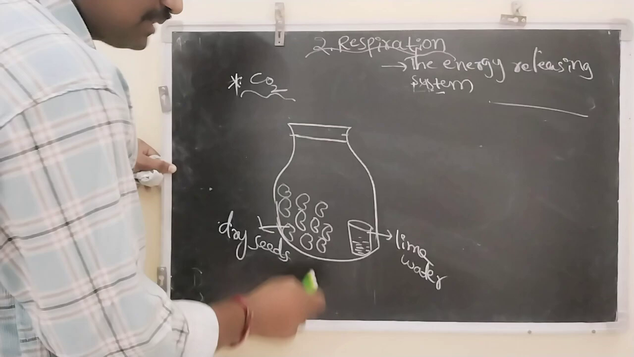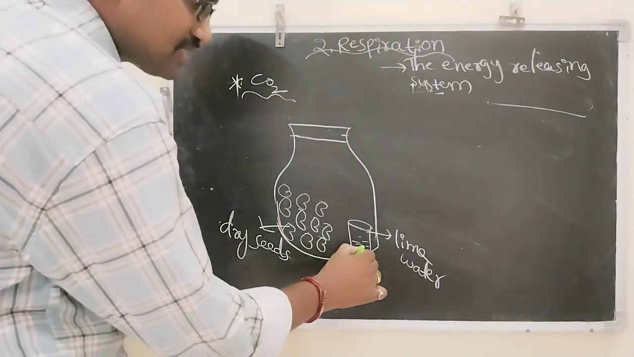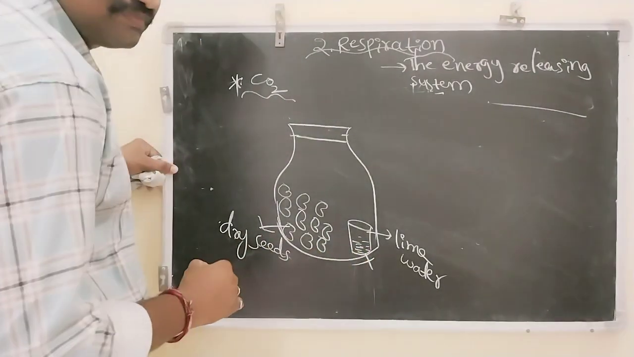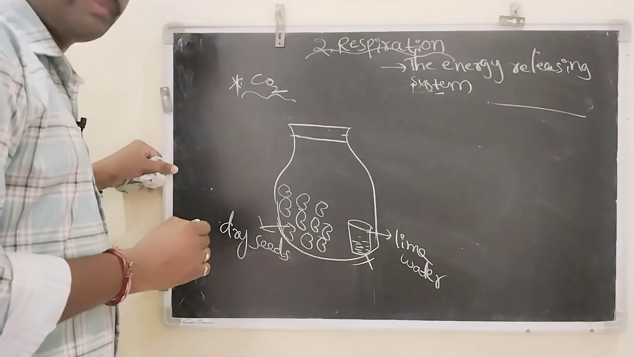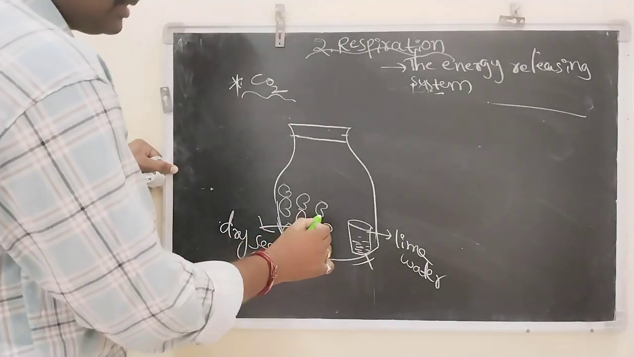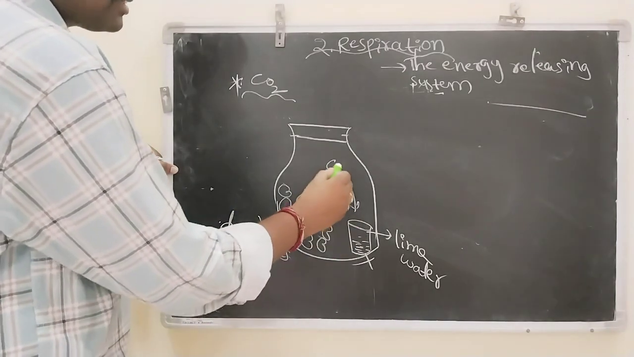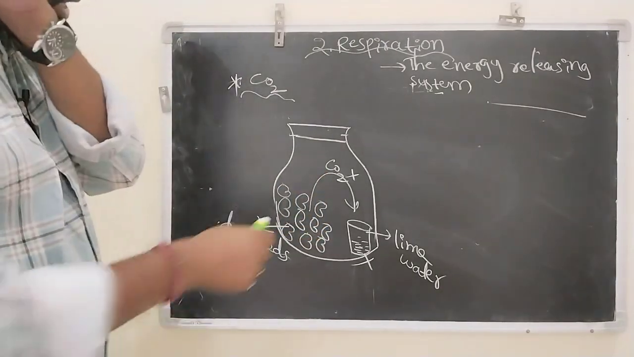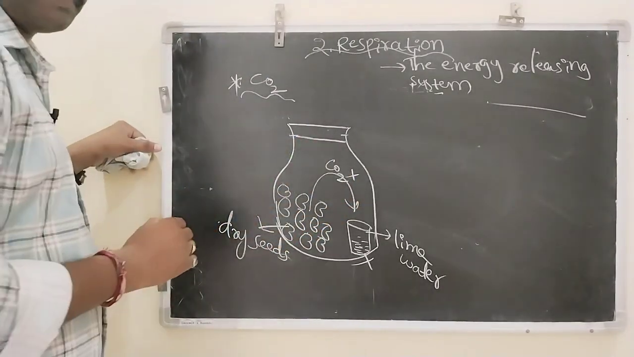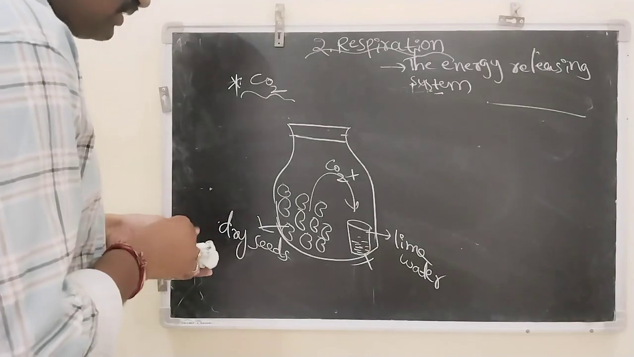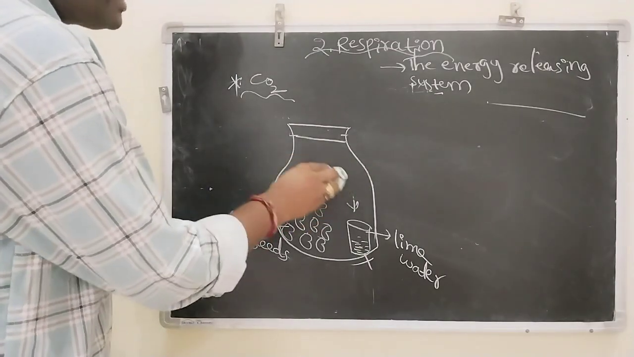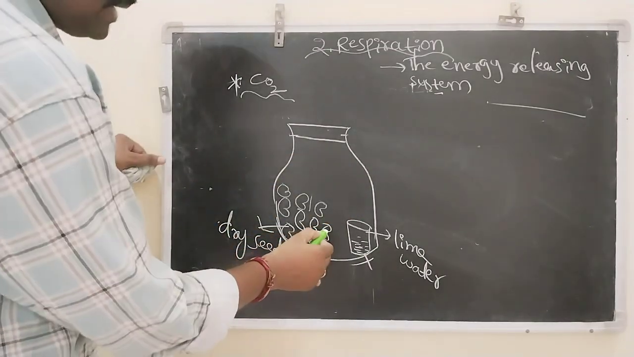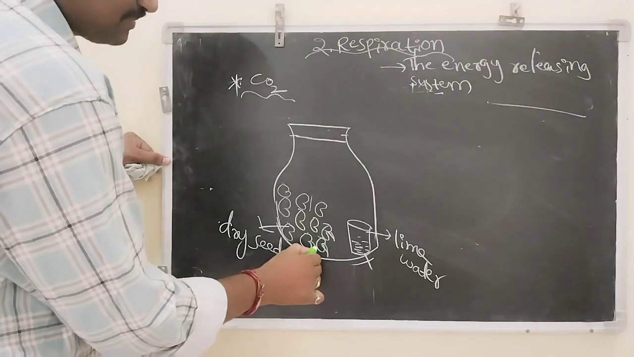After a few hours, we observe that the lime water does not turn milky white. It means these seeds do not release carbon dioxide. Why do they not release carbon dioxide? Because they did not perform the process of respiration. Whereas, take germinating seeds, the same seeds, we have to take germinating seeds.